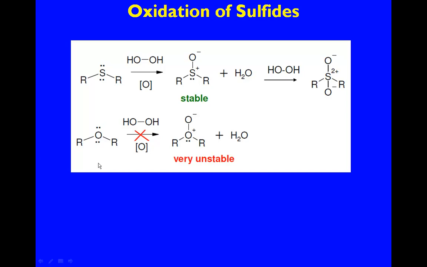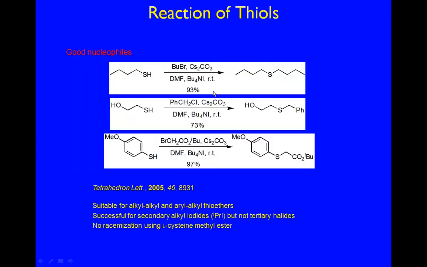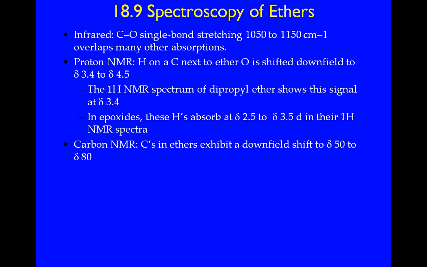So unlike ethers, sulfides can be oxidized. Sulfides can be alkylated. That's something you have to remember. In the ether case, we don't have that kind of stable species, right? In the sulfide case, we do have stable sulfoxides. This is what we saw in the previous slide, right? So anyhow, they are good nucleophiles. They can be alkylated, they can be oxidized, and that's it.